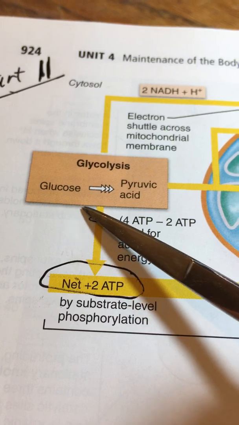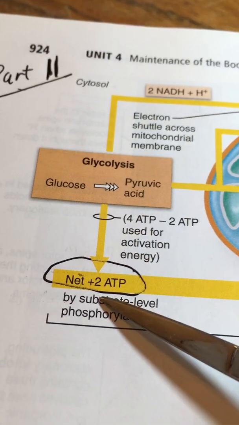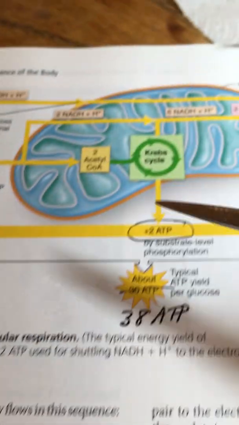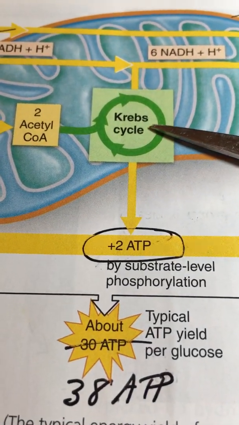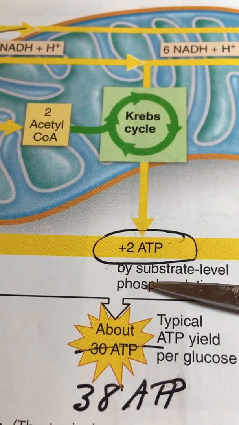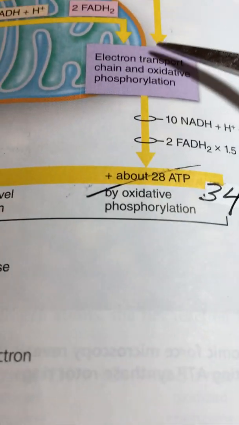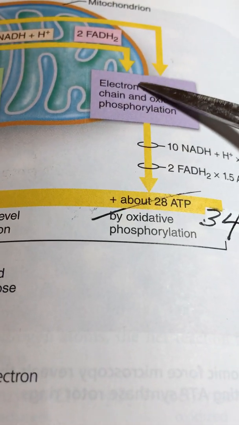So in the glycolytic pathway, we're going to pyruvate. We're getting a net 2 ATPs from substrate metabolism. Over here, we spin the Krebs cycle twice, and as a result, we're going to get 2 more ATPs. Okay, and then over here, we're going to do oxidative phosphorylation.